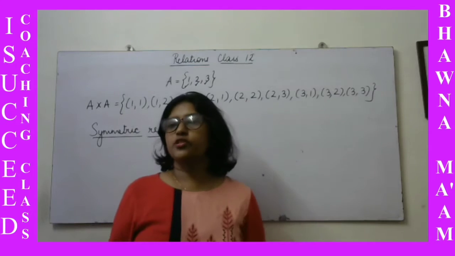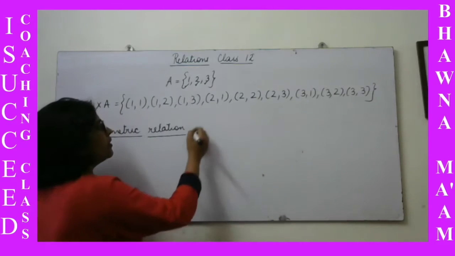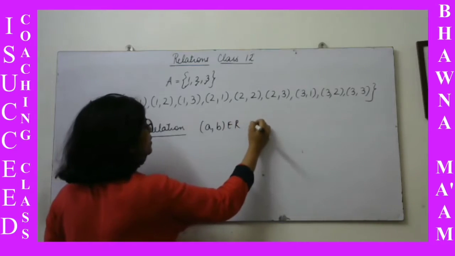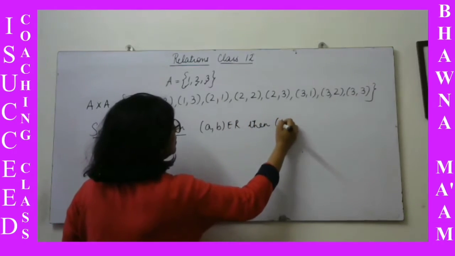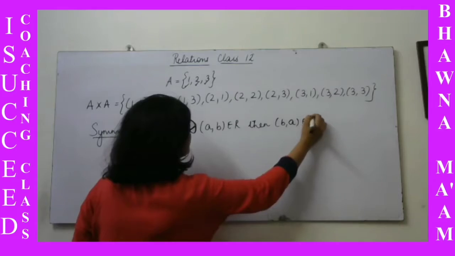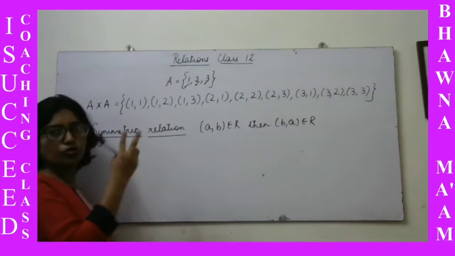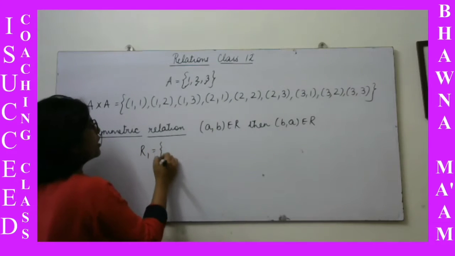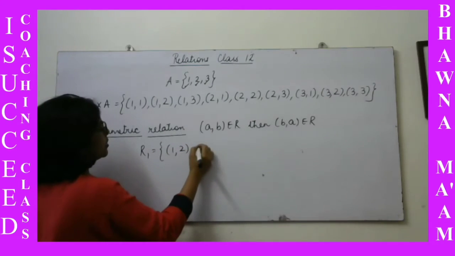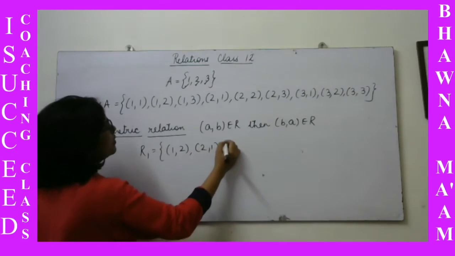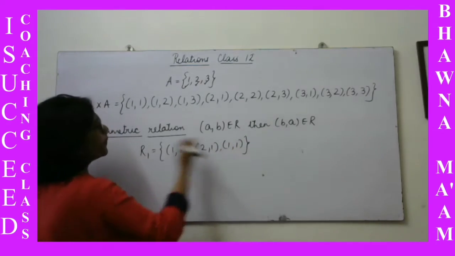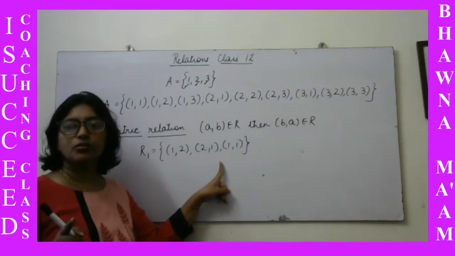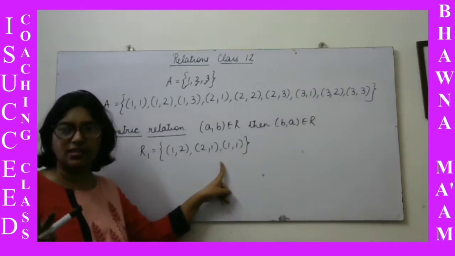Okay, so symmetric relation means that अगर कोई entry say AB is in R, then BA should also belong to R. मतलब 1 2 है तो 2 1 भी होना ही चाहिए like that. So let's take an example. Suppose I have R1 as 1 2, then necessarily 2 1 is there. 1 1 fine. This is symmetric. It is not reflexive. क्यों? कि 2 2, 3 3 नहीं है इसलिए.